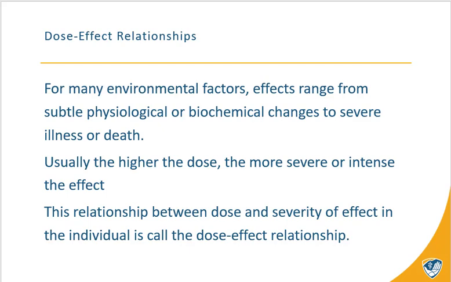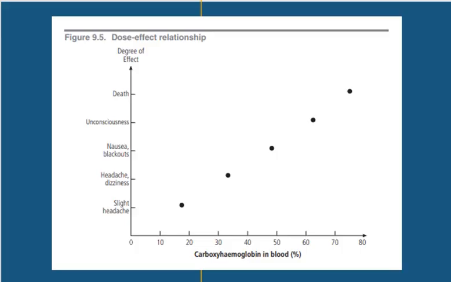For the dose-effect relationships for many environmental factors, effects range from subtle physiological or biochemical changes to severe illness or death. Usually the higher the dose, the more severe or intense the effect. This relationship between dose and severity of effect in the individual is called the dose-effect relationship. It's illustrated in figure 9.5, where we're seeing an increase in carboxyhemoglobin in the blood and how that leads to minor symptoms at first, like slight headache or headache and dizziness, progressing all the way up to death.